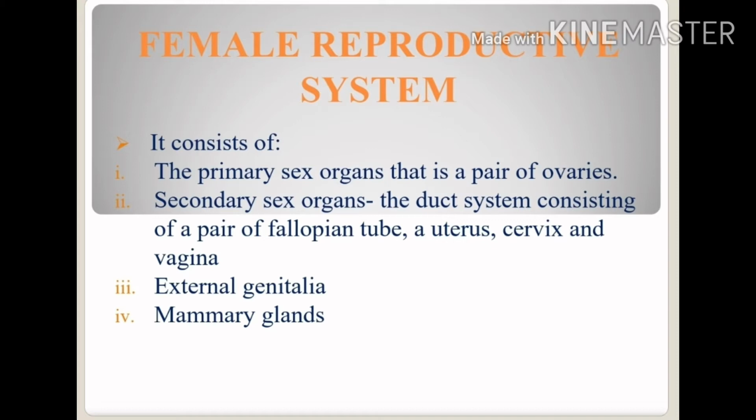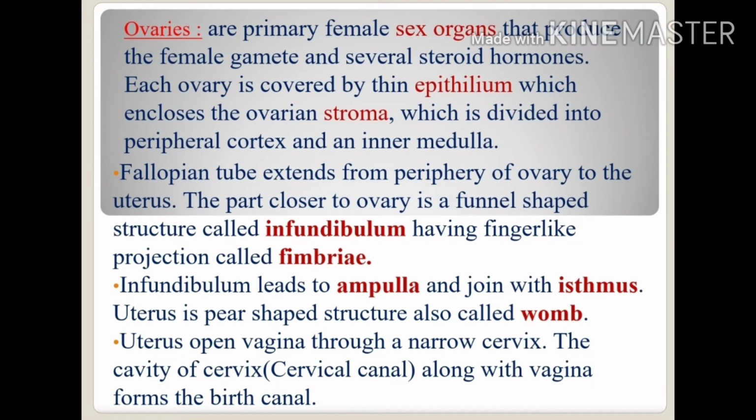Apart from that, the external genitalia and the mammary glands. These are the parts of the female reproductive system. So here we will be talking about the primary sex organs and the secondary sex organs. First of all, we will start with the ovaries. Ovaries are the primary female sex organs that produce the female gamete, means the egg, or you can say the ova. And most of the steroid hormones are also secreted by the ovaries.